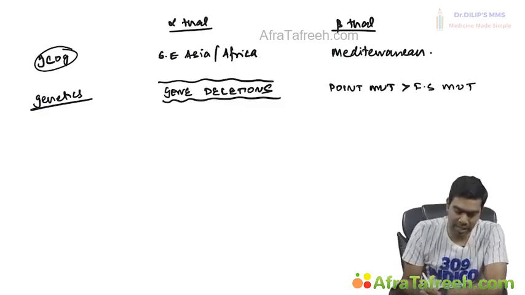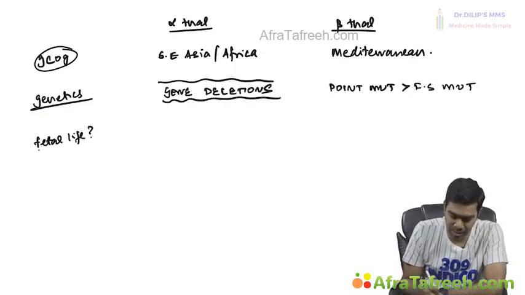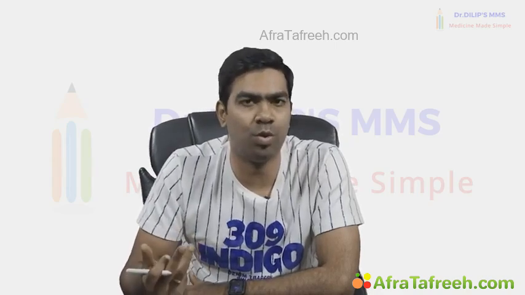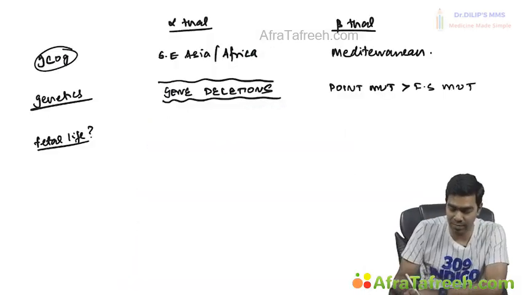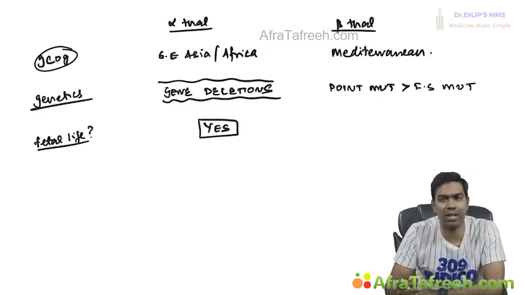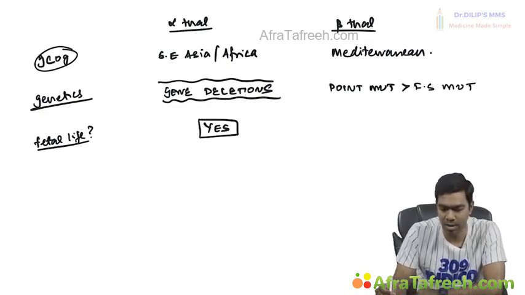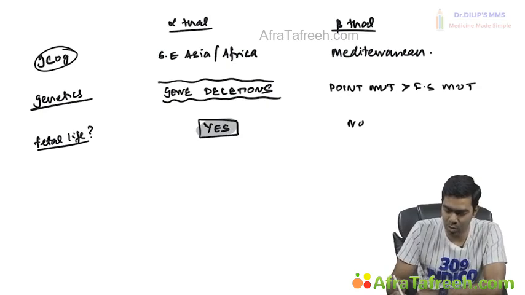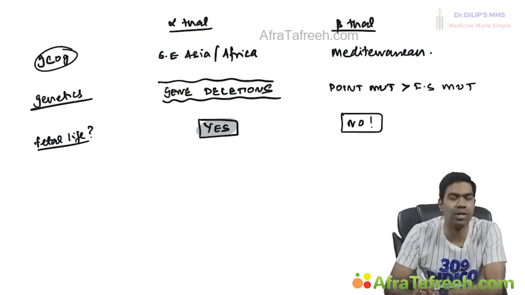Then, whether they can present in fetal life or not. I am not saying all thalassemias present in fetal life, but can alpha thalassemia present in fetal life? Yes, certain types. Especially the four gene deletion of alpha thalassemia, which we will discuss in some time. So yes, it can present. But if you ask whether beta thalassemia can present in fetal life, the answer is no. They can't present in fetal life, absolutely not possible.